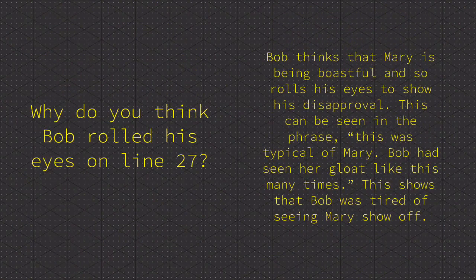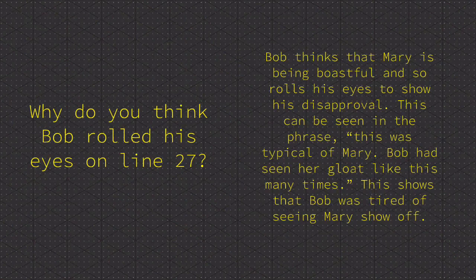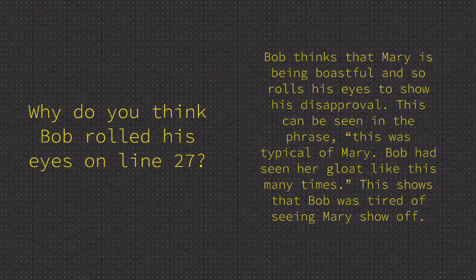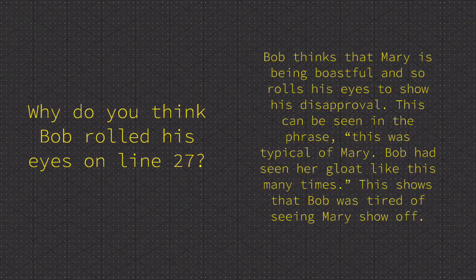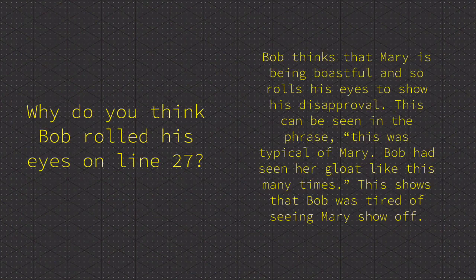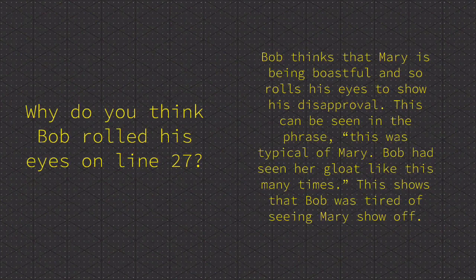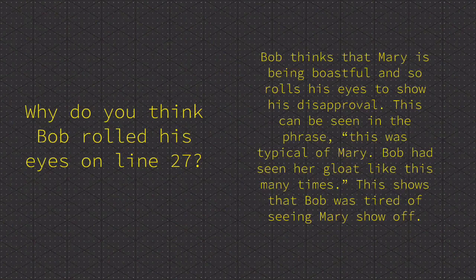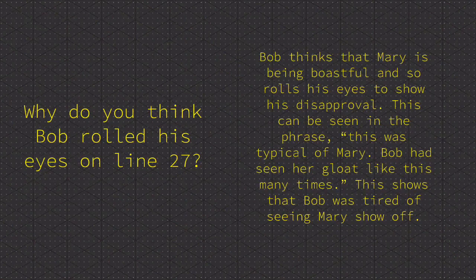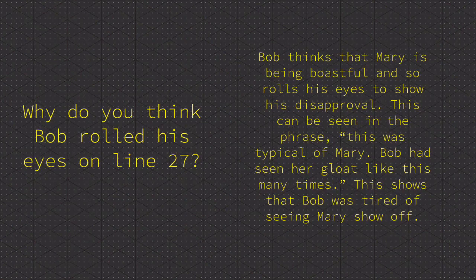Another example. Why do you think Bob rolled his eyes on line 27? Bob thinks that Mary is being boastful and so rolls his eyes to show his disapproval. This can be seen in the phrase, "This was typical of Mary." Bob had seen her gloat like this many times. This shows that Bob was tired of seeing Mary show off. Can you see how the meaning of Bob's eye rolling has been inferred from the clue? And PEE structure is used very clearly.